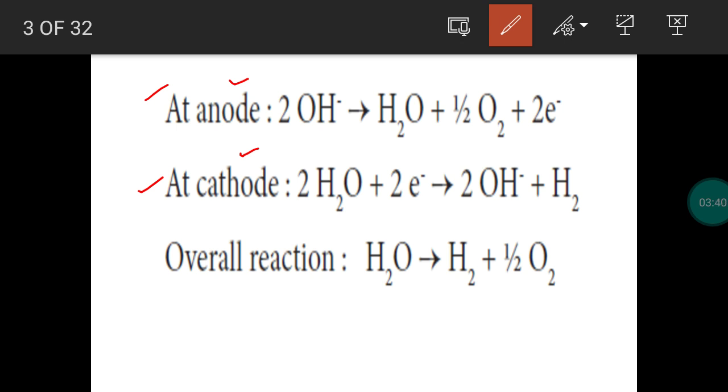So oxidation is defined as a reaction in which loss of electron takes place. A substance will lose its electron. So the process is called oxidation. And what is the definition of reduction? A reaction in which a substance gains an electron. So oxidation is nothing but loss of electron. Reduction is nothing but gain of electron. So consider anode here. Oxidation is going to take place.